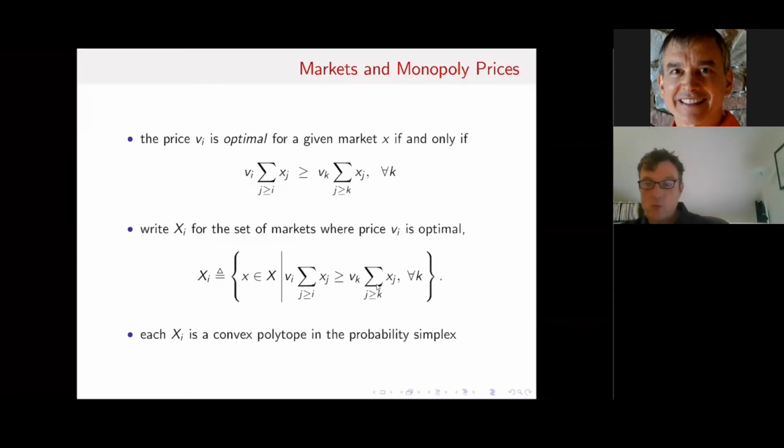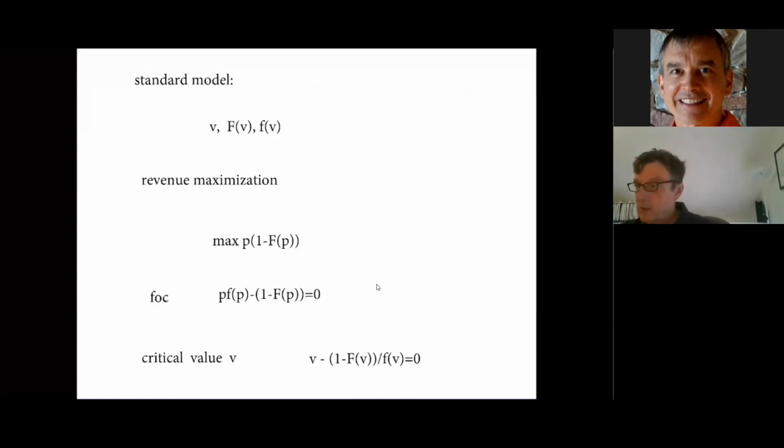For those of you who have seen a version of this problem with a continuum of valuation, let me just insert here a slide. The standard model that you might have seen is one where we have a continuum of valuations V. There's a cumulative probability distribution, capital F of V, and a density, continuous, smooth, and so on, small f of v.